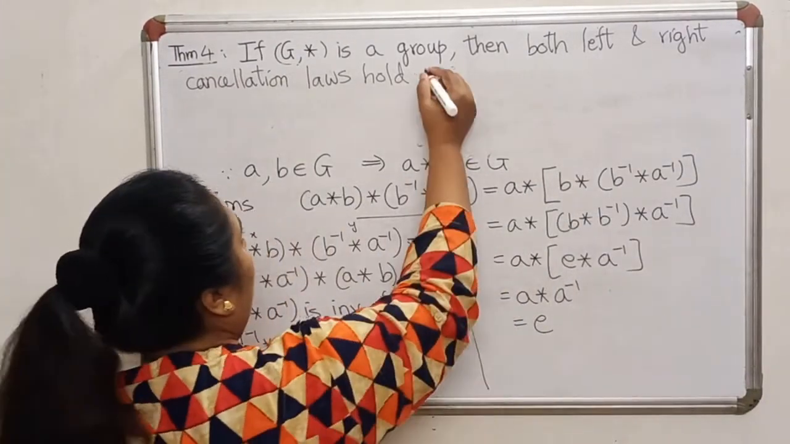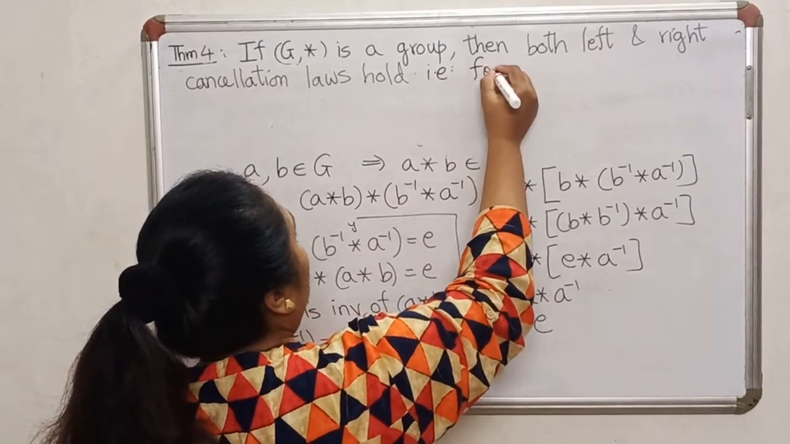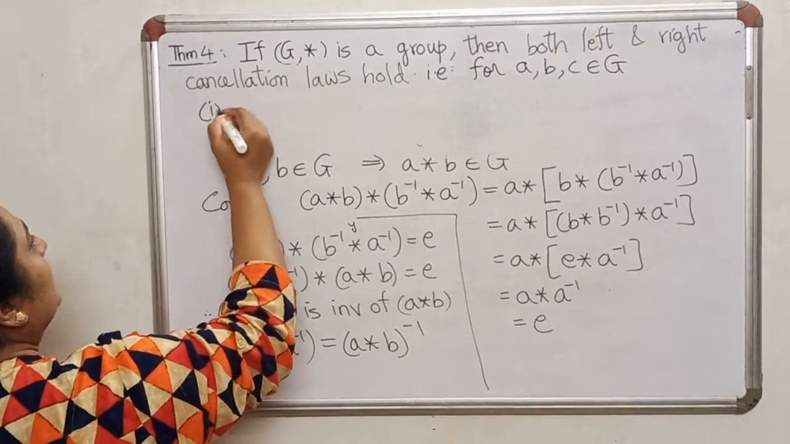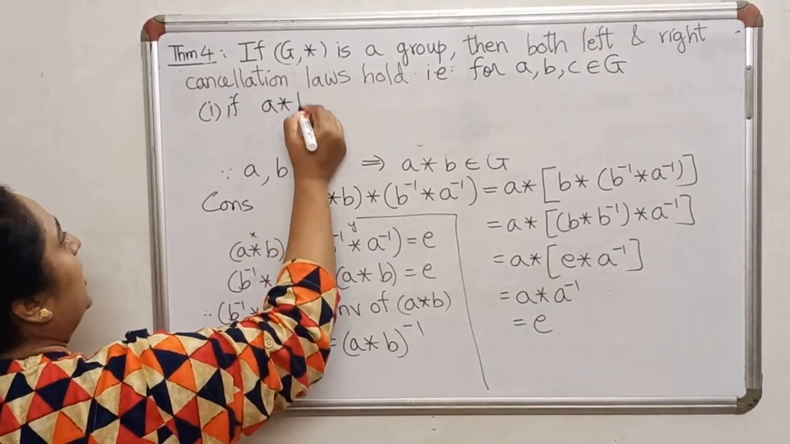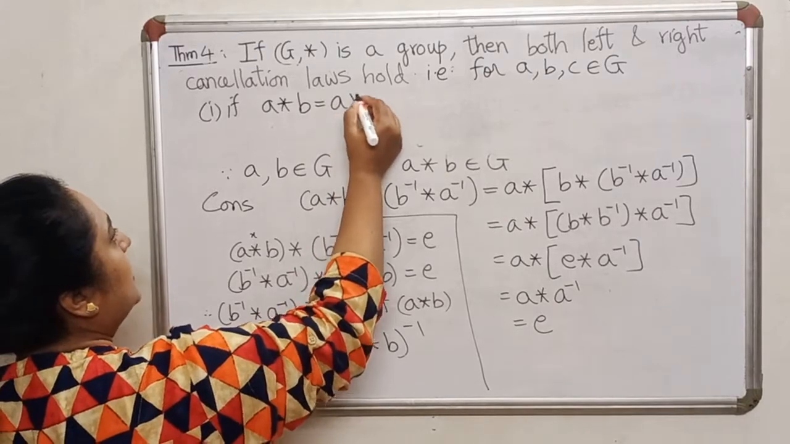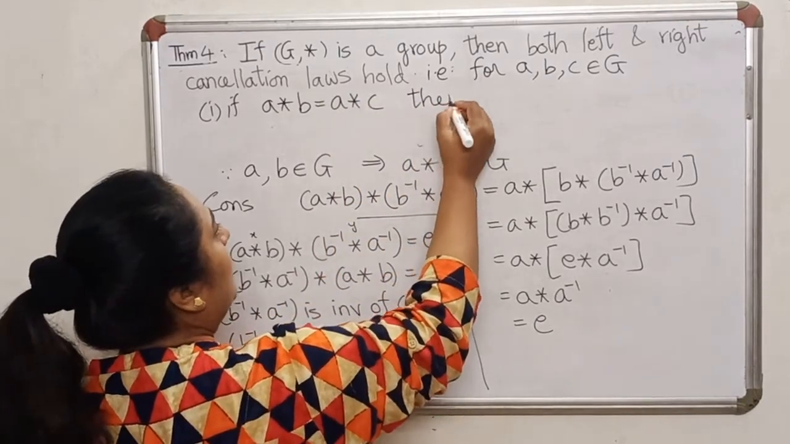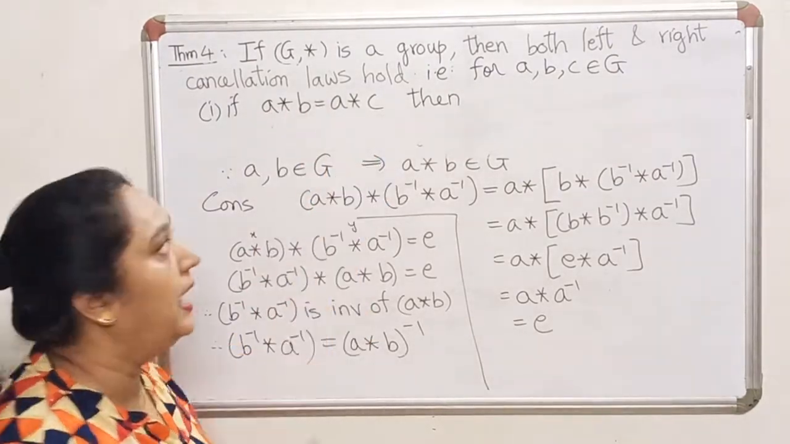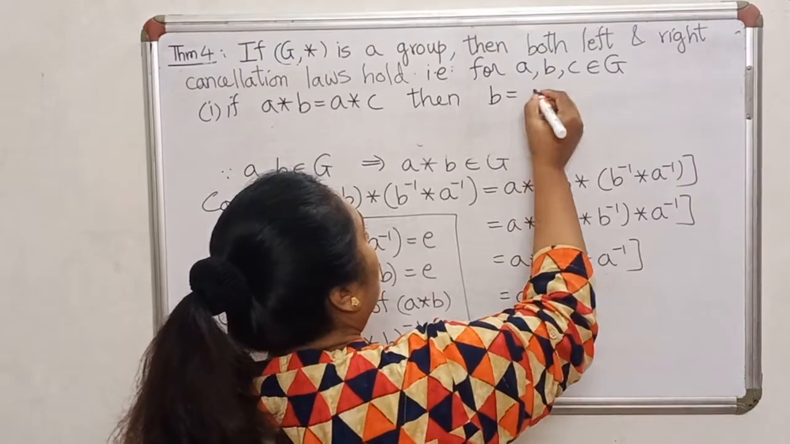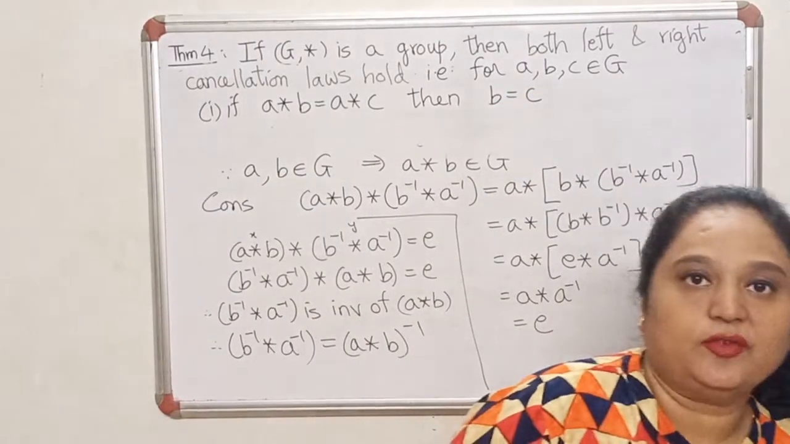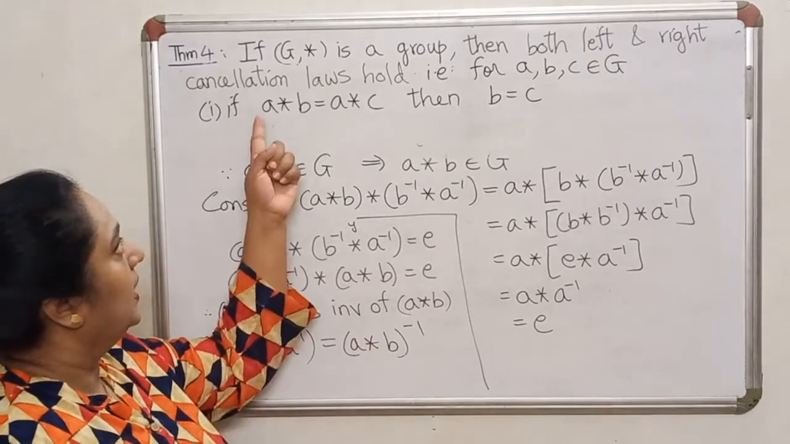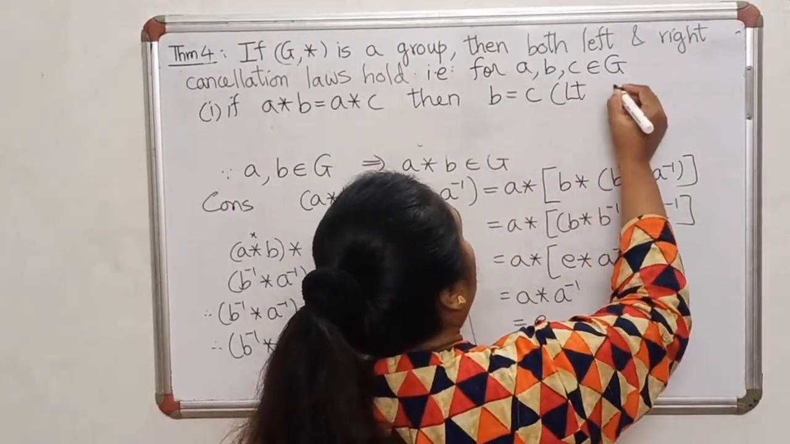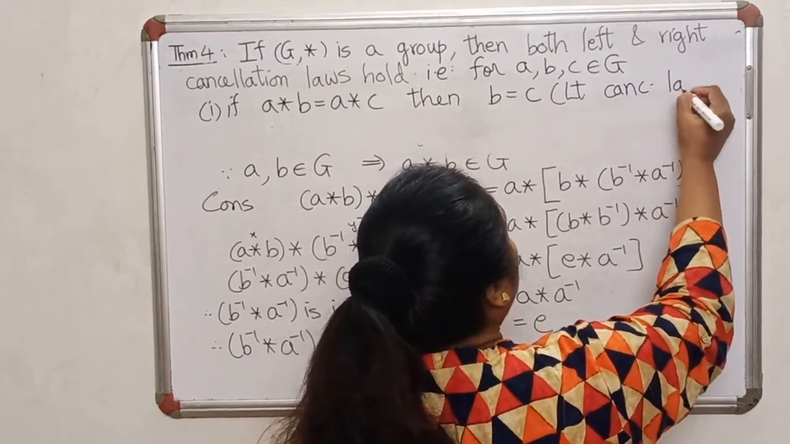What exactly do we mean by that? That is, for A, B, C in G, if A star B is equal to A star C, then I should be able to cancel A from both sides on the left and come up with the conclusion that B is equal to C. Since I am cancelling the factor on the left on both sides, this is called the left cancellation law.